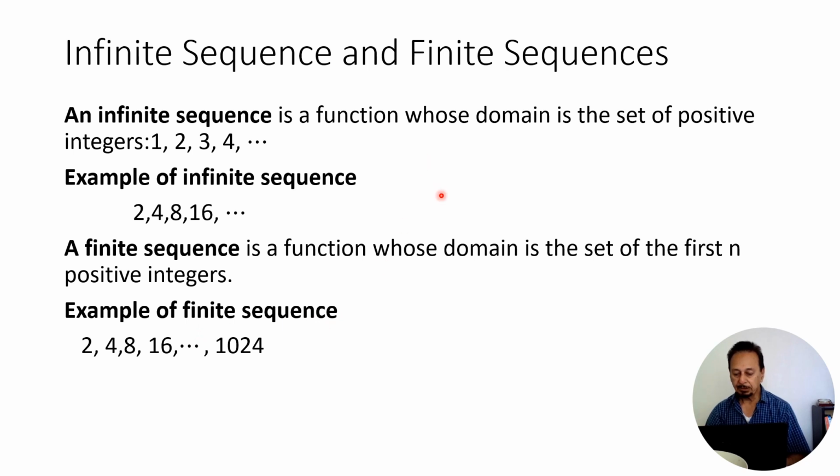There are two types of sequences, infinite sequence and finite sequence. An infinite sequence is a function whose domain is the set of positive integers 1, 2, 3, 4, and so on. An example is 2, 4, 8, 16, and just keep going forever. A finite sequence is a sequence whose domain is the set of the first n positive integers. An example of a finite sequence is 2, 4, 8, 16, 10, 24.